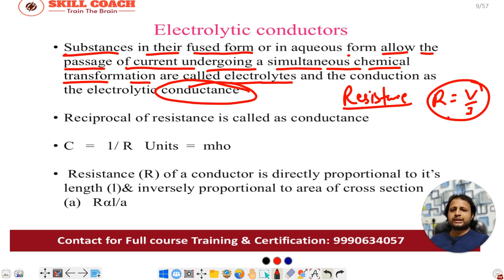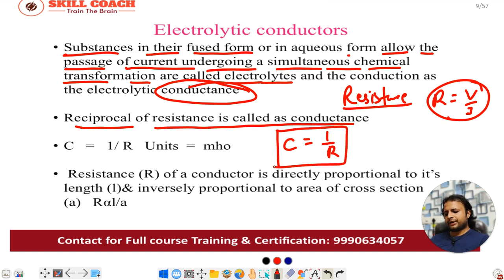It has the opposite nature of resistance, so we call the reciprocal of resistance the conductance, and we write C is equal to 1 by R. The unit of resistance is ohm, because this equation was derived by the scientist named Ohm, and the reciprocal of the resistance is the conductance. So the unit is ohm inverse. You can write ohm inverse, or simply you can write mho.